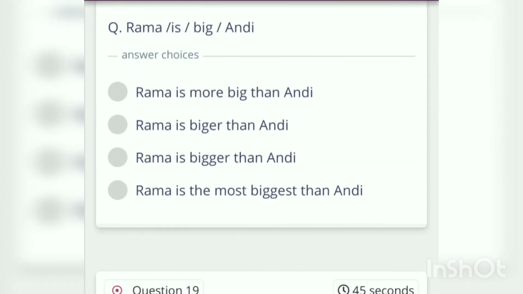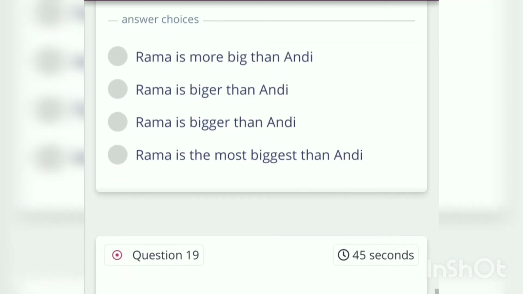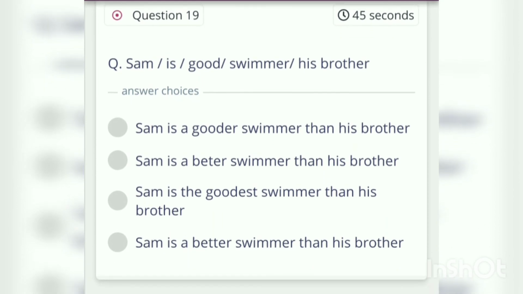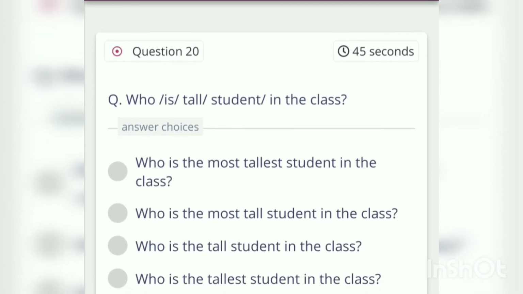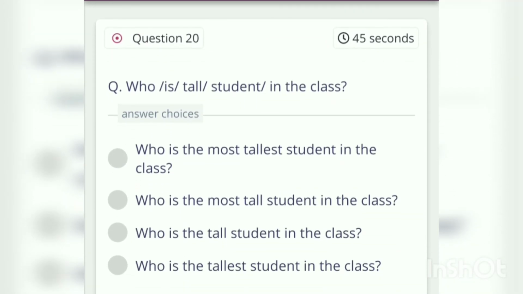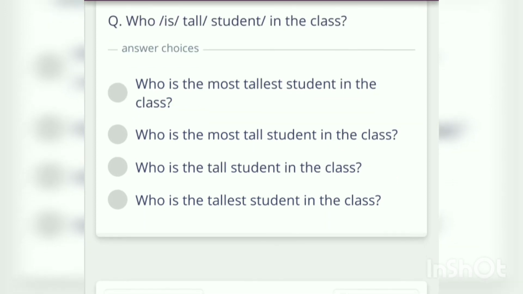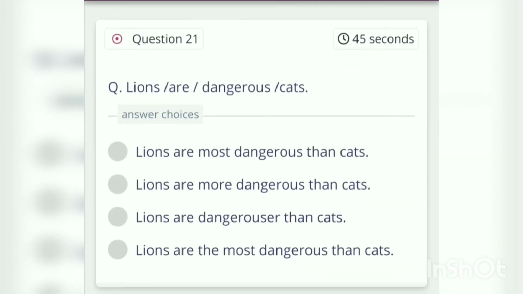Rama is big and D. See, read it very carefully and then write the answer. Okay? Sam is good swimmer, his brother. You have to choose the correct one. Who is tall student in the class? This is a little different type, so you have to read all the options very carefully and then write the answer. Next one.